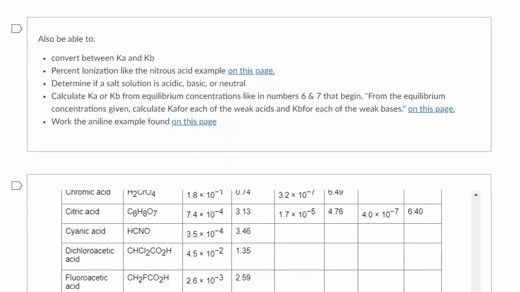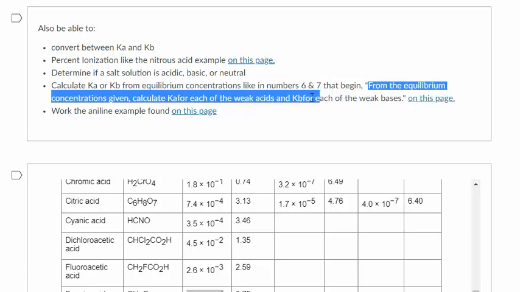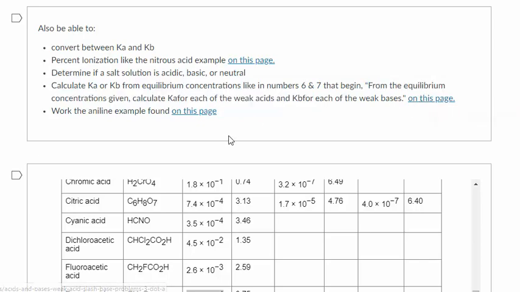Now also I want to point out you should be able to convert between Ka and Kb. You should be able to work a percent ionization problem like the nitrous acid example that's found on this page, and that is linked for you. You should also be able to tell if a salt solution will be acidic, basic, or neutral, and calculate Ka or Kb if you're given equilibrium concentrations. Specifically, look at numbers 6 and 7 that begin from the equilibrium concentrations given, that's on this page. Again, linked for you.